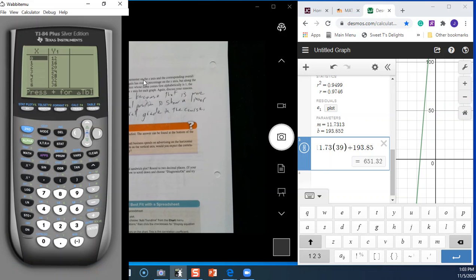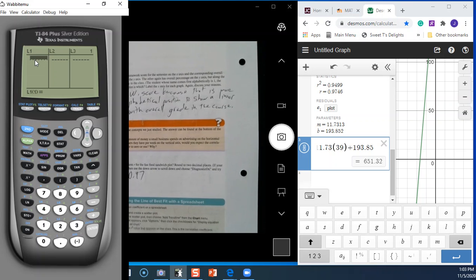Show you this in the graphing calculator real quick. So first thing you have to do is go to stat and press enter. And then that gives us L1 and L2. So again, you will press stat, press enter, give you L1 and L2. L1 represents the X values and L2 represents the Y values.